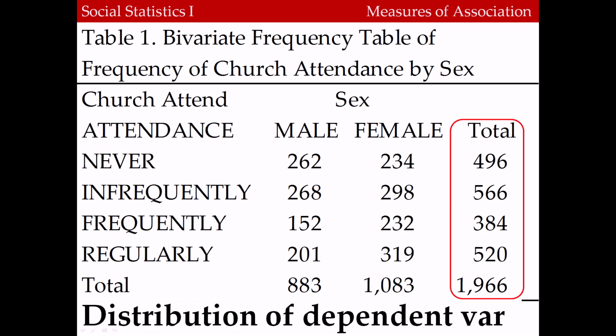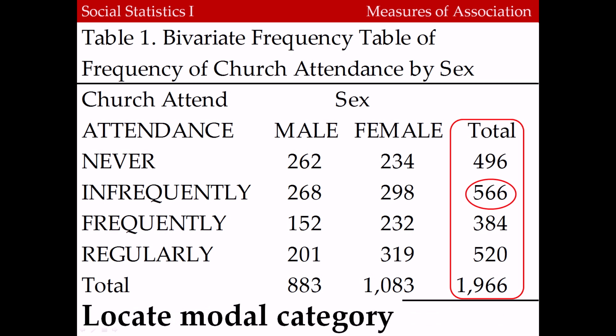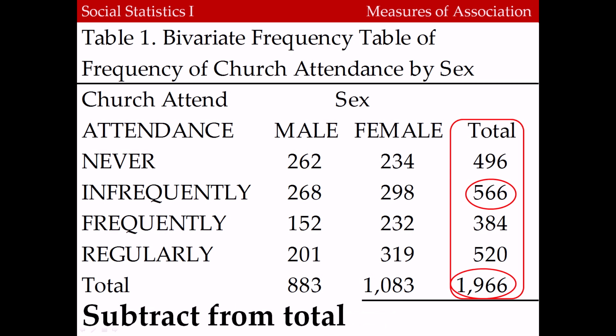Well, we have to look at the distribution of the dependent variable, which is here shown as the row marginals. We have to find the modal category here, which in this case is infrequently, because we see that 566 people report infrequently attending church, and that's the highest category. Now we ask ourselves, how many errors would we make if we assumed that everybody responded according to the modal category? That is, how many errors would we make if we assumed everybody infrequently attended church? And we can see that there's a total of 1,966 people.